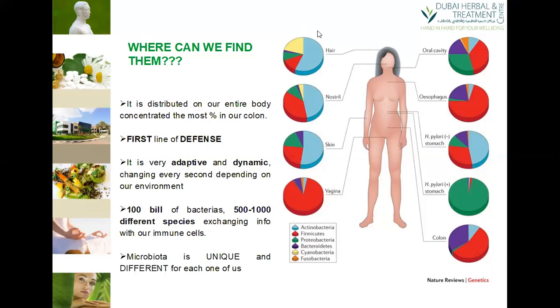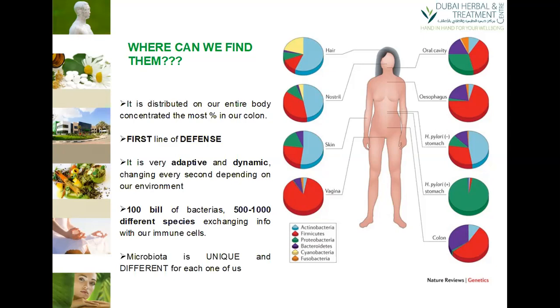Apart from our colon, they can be on our hair, oral cavity, respiratory tract, skin, vagina, and stomach. We need to understand they are the first line of defense. We also need to understand they are very adaptive and dynamic. They are changing every second depending on our environment. For example, if today we are stuck in traffic, they are changing all the time according to our mood and our environment. If today we are having a meeting with our boss and we are very tense, they also adapt to this environment. So that's why stress modulates them, depending on how we control that stress.